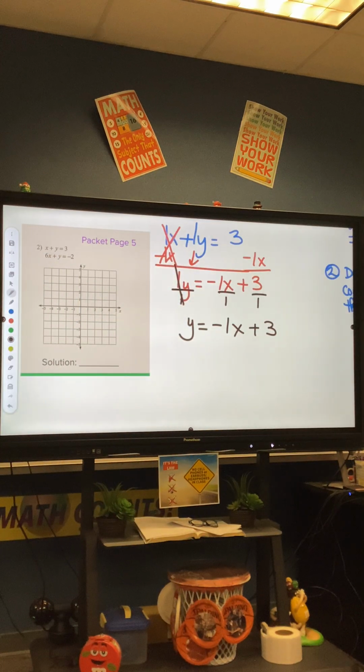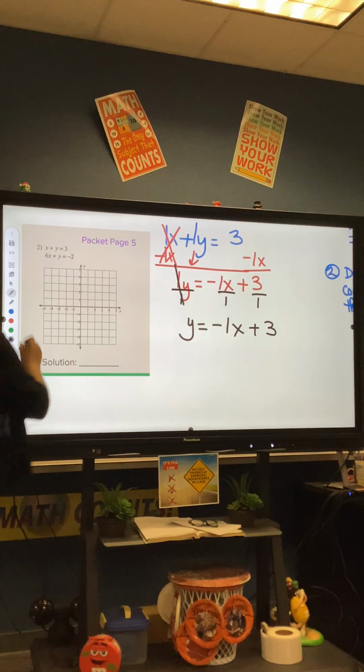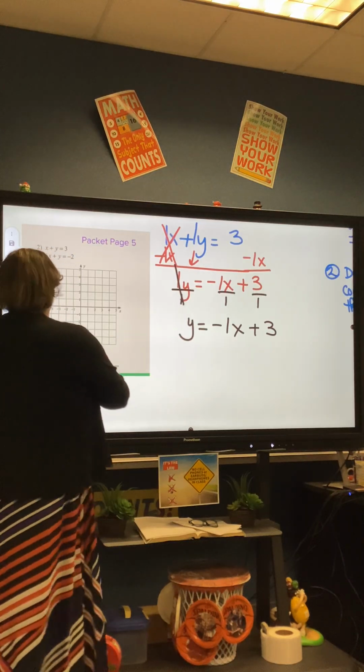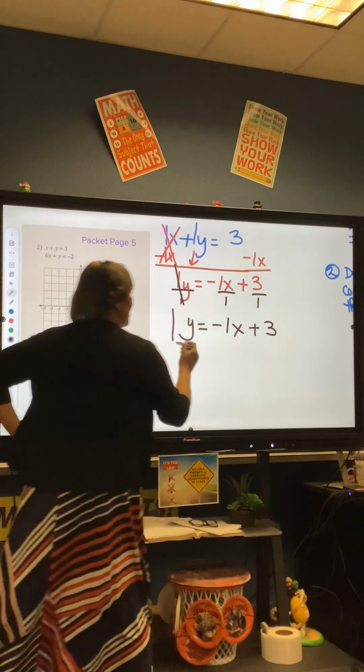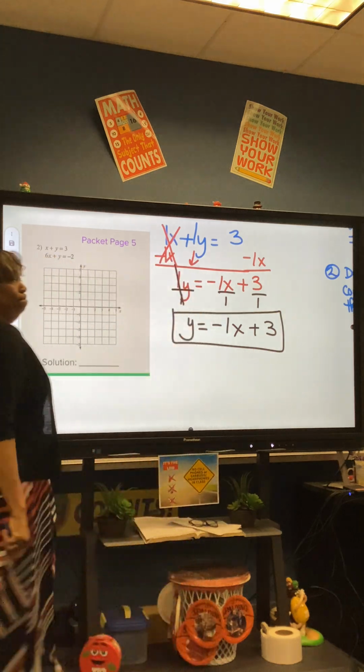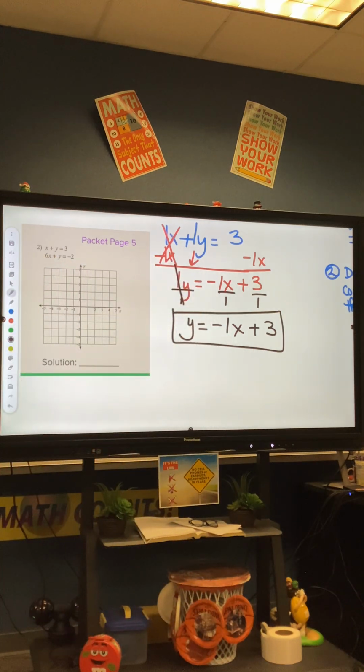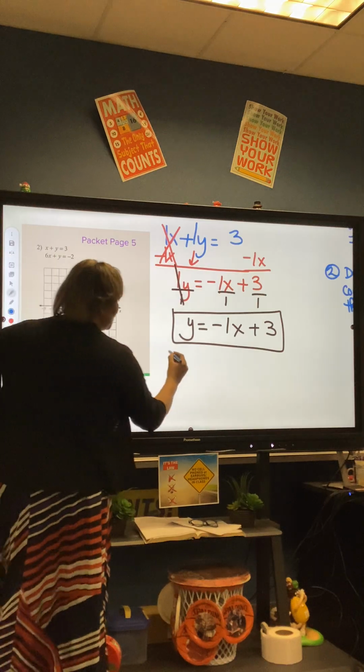You do the same thing every time. You move the x to the other side of the equation. You divide by the coefficient of the y. Okay. Now, once we get that, we got it in slope-intercept form. So now we can talk about graphing it. If you do it for the first equation and the second one is in standard form, we got to change that standard form to slope-intercept.